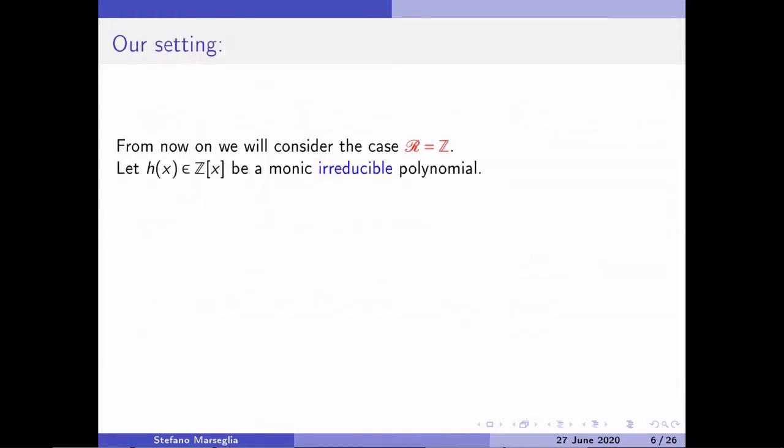But now we're going to change our setting. So R is not going to be a field anymore, but it's going to be a ring, and we are going to work over the simplest ring that we can think of, namely the ring of integers, Z. And we are going to require that the characteristic polynomial is irreducible. So I'm going to denote the characteristic polynomial by H. This is going to be a monic irreducible polynomial with integer coefficients.